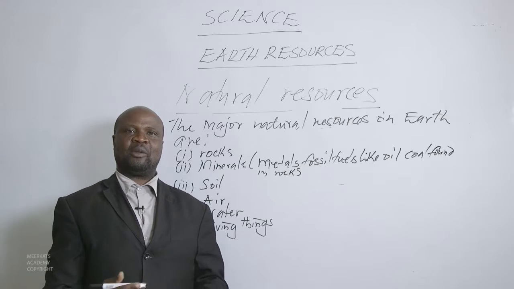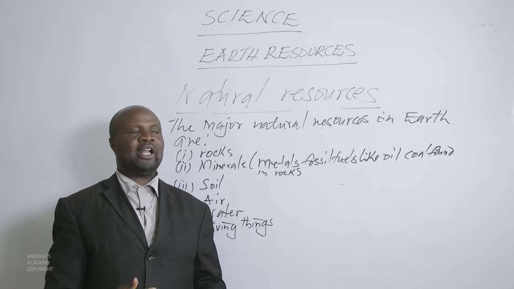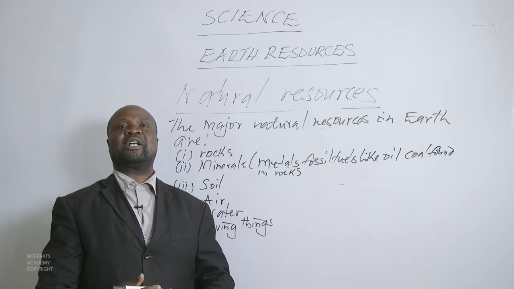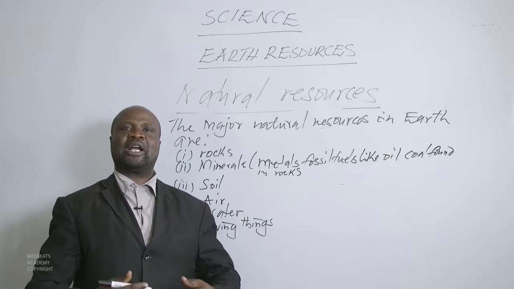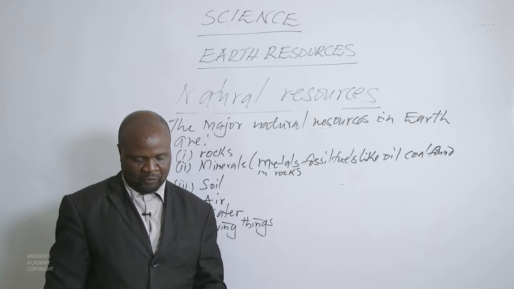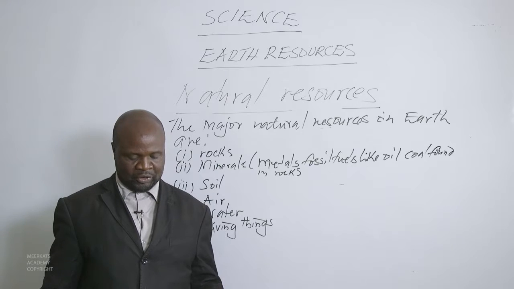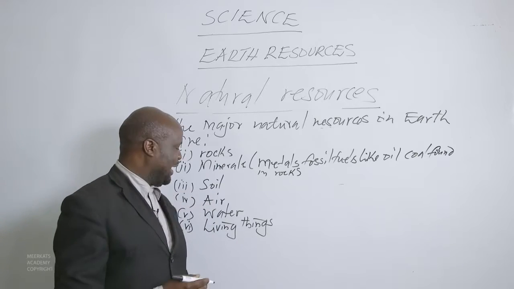We feed on them, and depending on how we care for them, they can be renewed. Meaning animals can reproduce, and plants can regrow again. So we can depend on them because when we eat from them, we can gain energy and so forth. Apart from living things being a natural resource, the last one that is obvious is the sunlight.